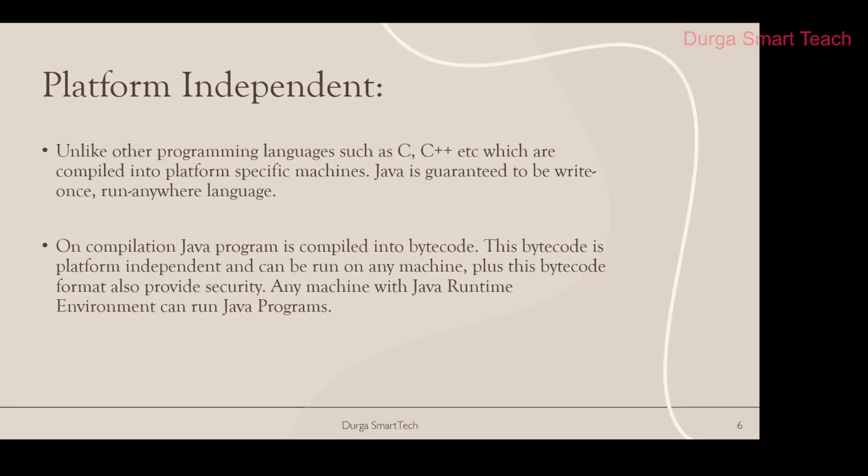So we already discussed platform independent. Platform independent is nothing but we write a Java program one time, but we can execute it on any operating system. Once the compilation of the Java program is done, it will generate bytecode. That bytecode is platform independent and can be run on any machine and any operating system.